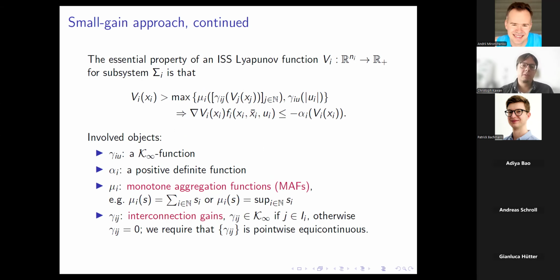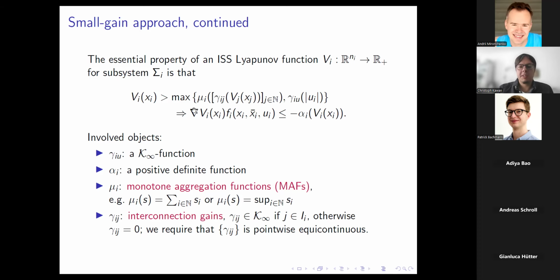Now let's come back to the small gain approach. I said we construct an ISS-Lyapunov function for the overall system from the Lyapunov functions of the subsystems, V_i. So what does it mean that V_i is an ISS-Lyapunov function of the subsystem Sigma_i? It basically means that we have an inequality like this, which is very similar to the one that I had for the overall system, for the overall Lyapunov function.